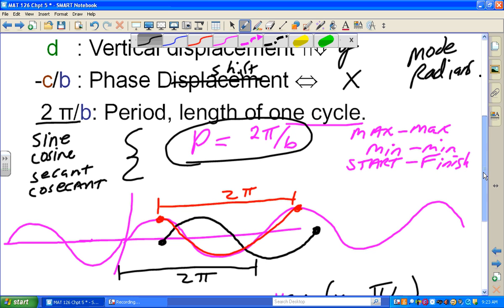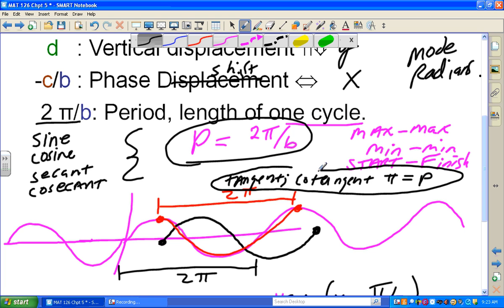However, if you go tangent and cotangent, those cycles are only pi in length. Why? Mathematically, that's how they're defined. Pi is the length of one cycle for tangent and cotangent. 2 pi, secant, cosecant, cosine, and sine. All right? The length of one cycle. However you want to consider one cycle, when you make sketches, you have to make one cycle. Yep, 2 pi. Unless you start changing the numbers, but we'll talk about that later.